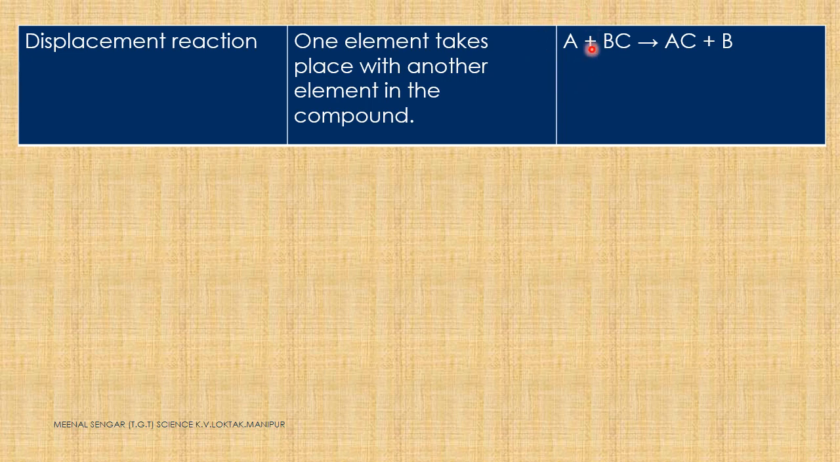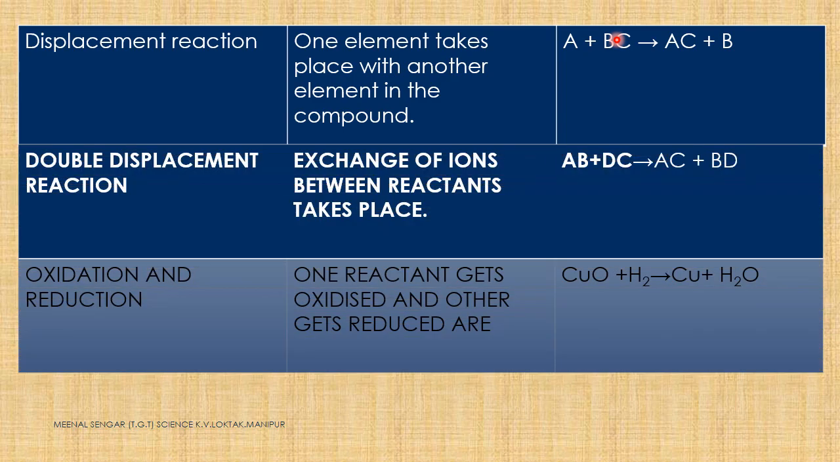That means one element displaces the other element and forms an entirely new compound. This type of reaction is known as a displacement reaction. Now the other is the double displacement reaction. It is the exchange of ions. In the previous one, A is more reactive than B, that is why it displaces B and B remains alone. But in double displacement, the elements exchange ions with each other. That means A displaces D as well as D displaces A. Then this is known as a double displacement reaction.